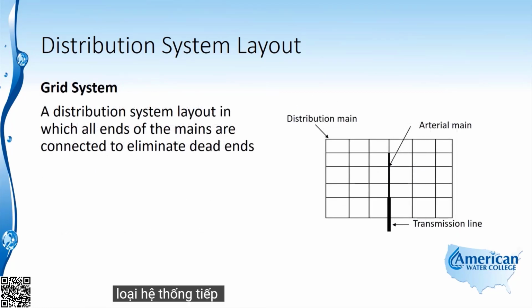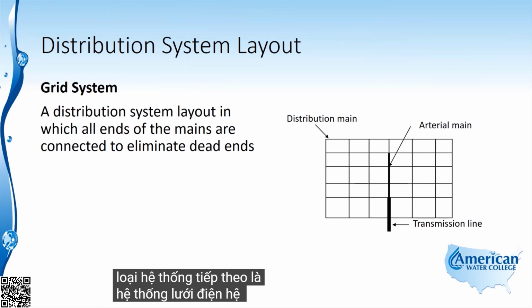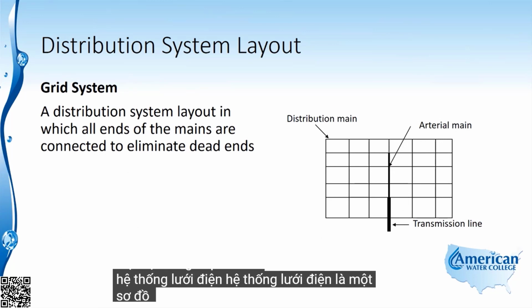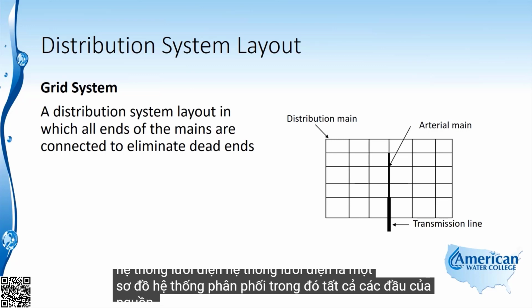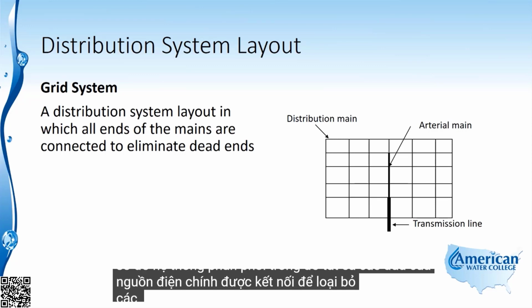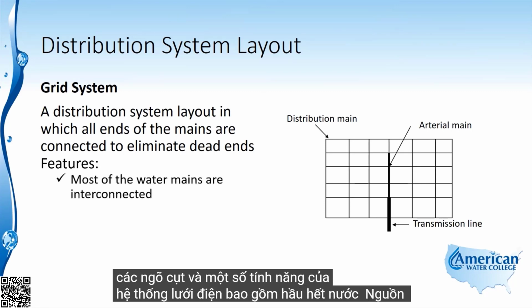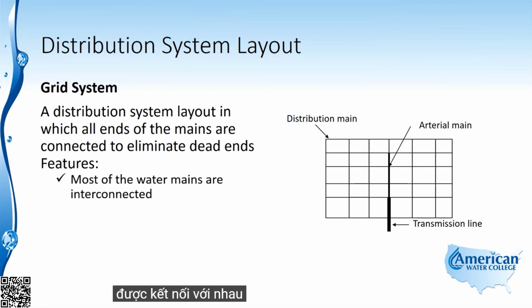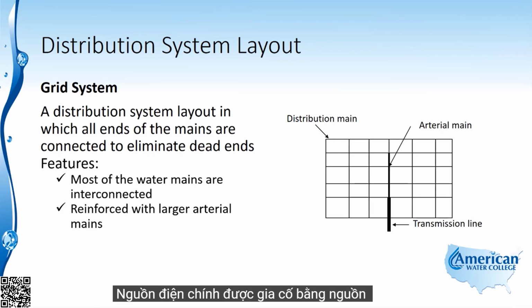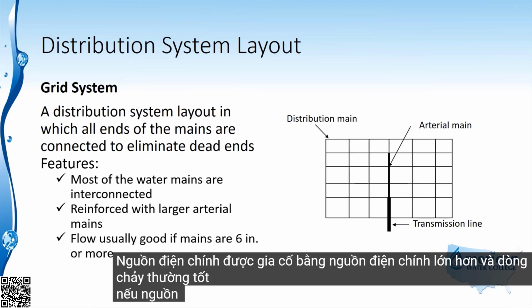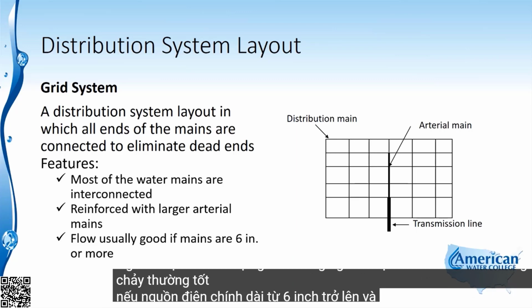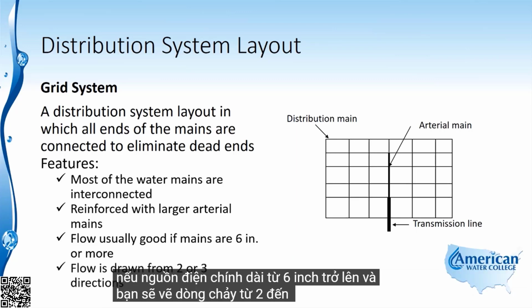The next type of system is the grid system. A grid system is a distribution system layout in which all ends of the mains are connected to eliminate dead ends. Some features of the grid system include most of the water mains are interconnected, the mains are reinforced with larger arterial mains, and flow is usually good if the mains are 6 inches or more, and you'll draw flow from 2 to 3 directions.